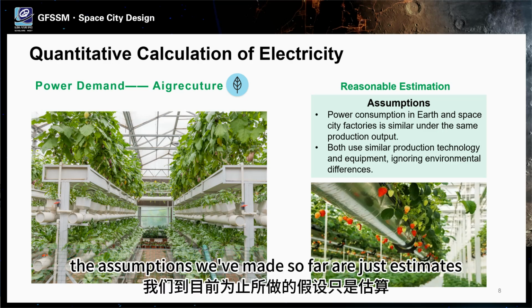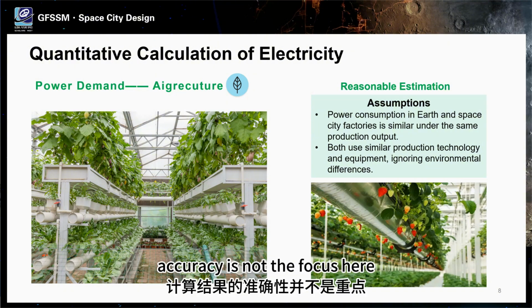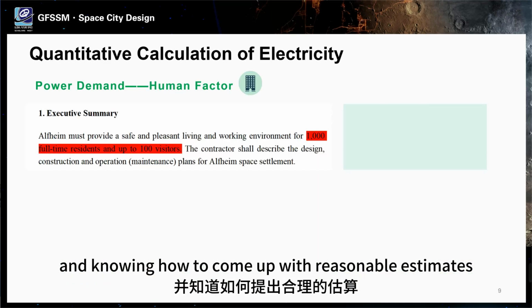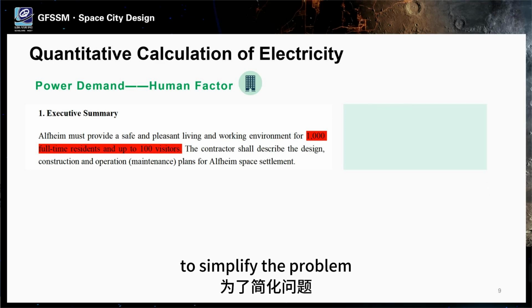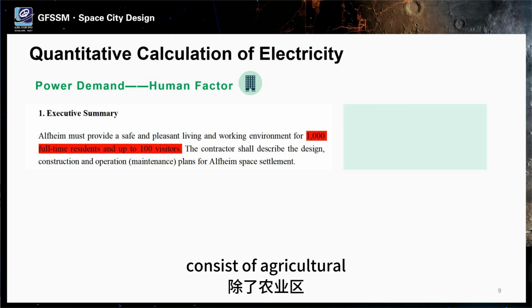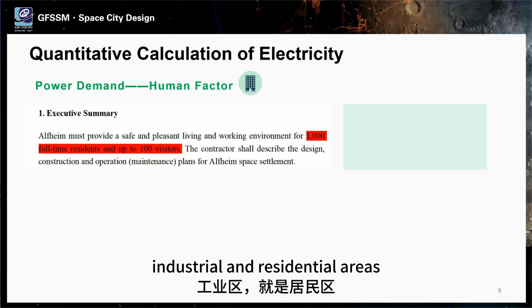The assumptions we've made so far are just estimates. Accuracy is not the focus here. What is important is understanding the approach to these calculations and knowing how to come up with reasonable estimates. To simplify the problem, let's assume that the space city consists of agricultural, industrial, and residential areas.